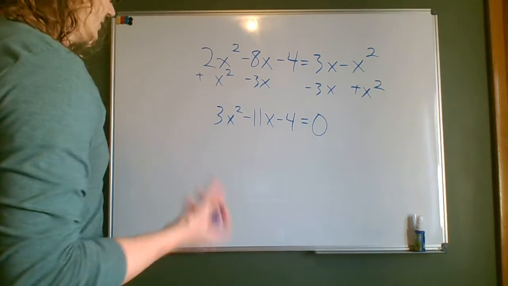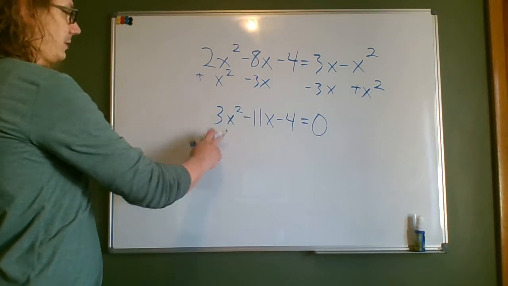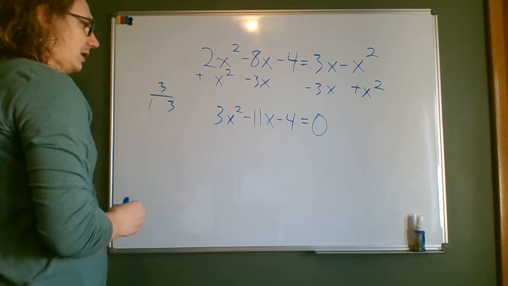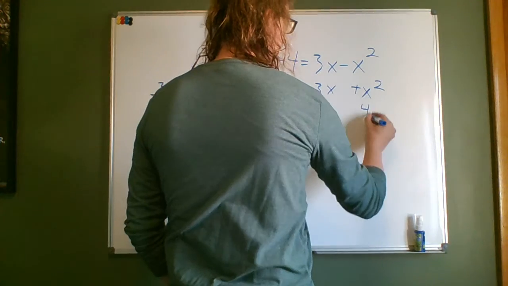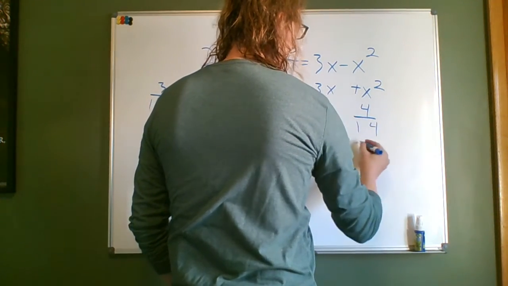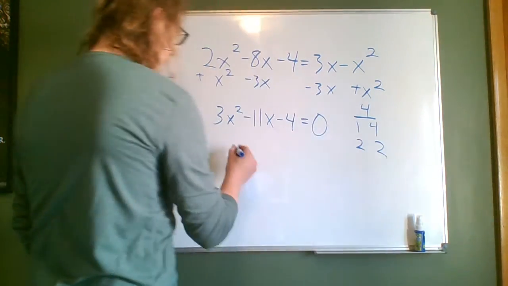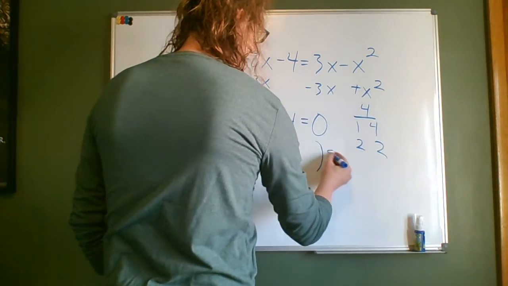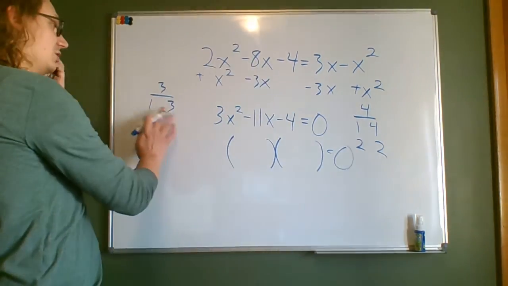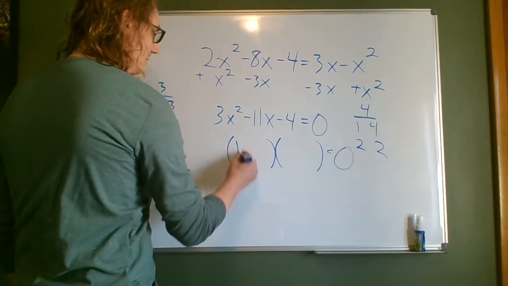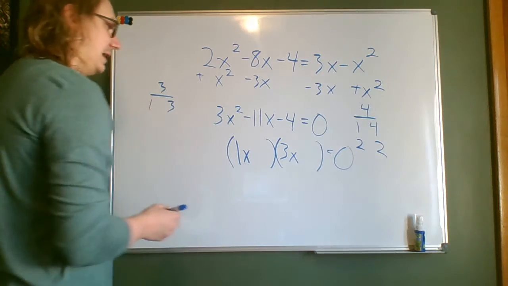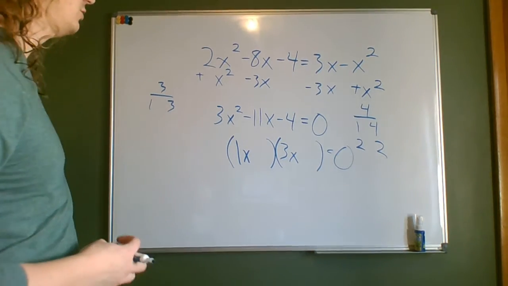So let's solve. My factors of 3 are 1 and 3. My factors of 4 are 1 and 4, 2 and 2. We're going to have to do some guess and check here. The nice thing here is 3 can only be split up into 1 and 3, so we'll have a 1x and a 3x. And then we have to figure out if we want to use 1 and 4.